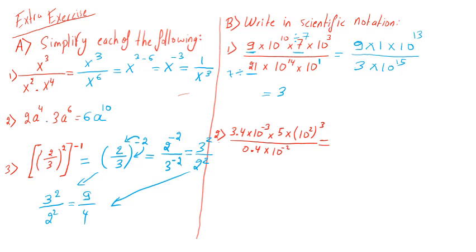10 power 13 over 10 power 15. We have division of same base. We subtract exponents. 13 minus 15, it is 10 power minus 2. In another way, if we move this 10 to the numerator, it becomes 10 power minus 15. Now we add exponents. 13 minus 15, it's equal to minus 2.